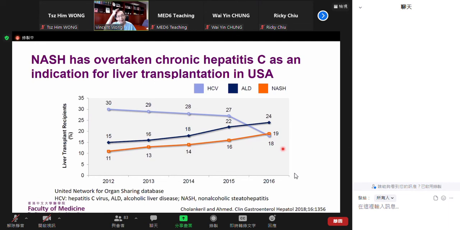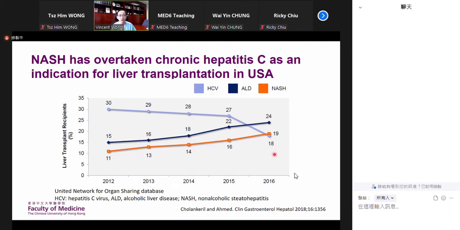Now, people would argue that this doesn't mean it is the most common cause of liver failure, because you also need to understand that for alcohol-related liver disease, many patients are not eligible for liver transplantation because they are still drinking heavily, and therefore they would be excluded from the transplantation program. And if you count the total number of cases with liver failure and liver decompensation, I would still say that alcohol-related liver disease is still leading in the Western countries, maybe less so in Asia.